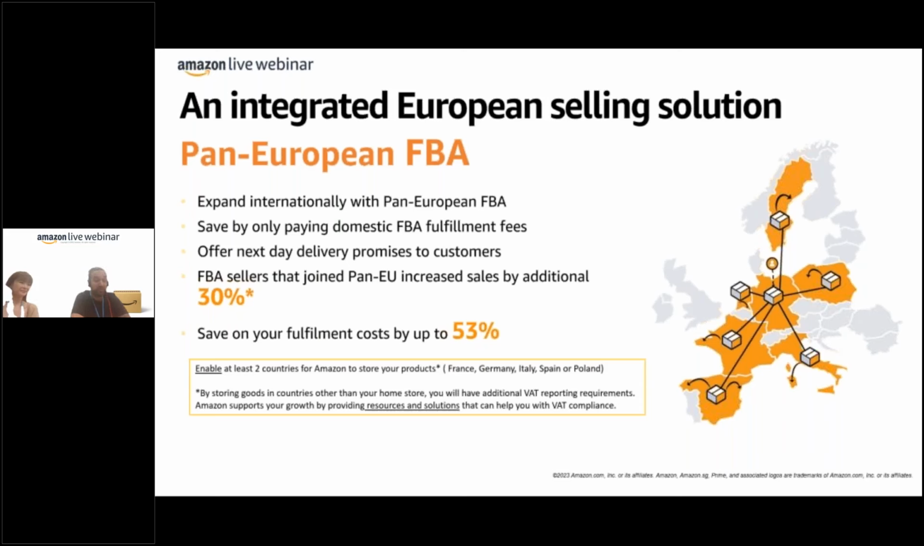To be eligible for Pan-European FBA, a seller must be VAT registered and enable at least 2 countries for Amazon to store your products in, such as France, Germany, Italy, Spain, or Poland. By storing goods in countries other than your home store, you will have to take consideration of additional VAT reporting requirements. Amazon supports your growth by providing the resources and solutions that can help you with these VAT compliances.